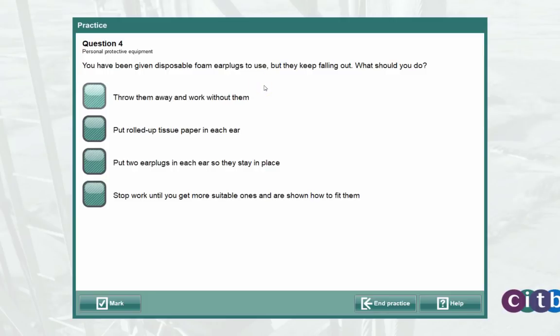You have been given disposable foam earplugs to use, but they keep falling out. What should you do? Throw them away and work without them. Put rolled up tissue paper in each ear. Put 2 earplugs in each ear so they stay in place. Stop work until you get more suitable ones and are shown how to fit them.